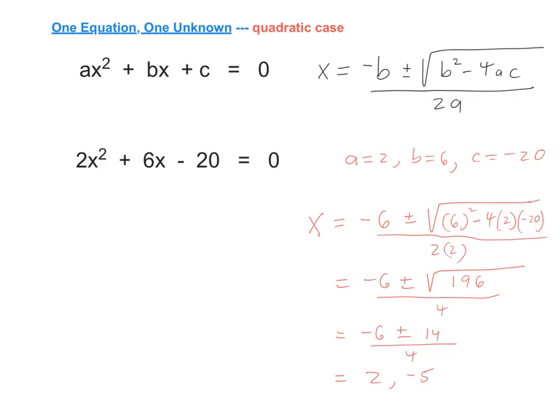And it's always a good idea to verify your solutions. Plug in x equals 2 into that equation and make sure that it's satisfied. Likewise, plug in x equals negative 5 into that equation and make sure it's satisfied.